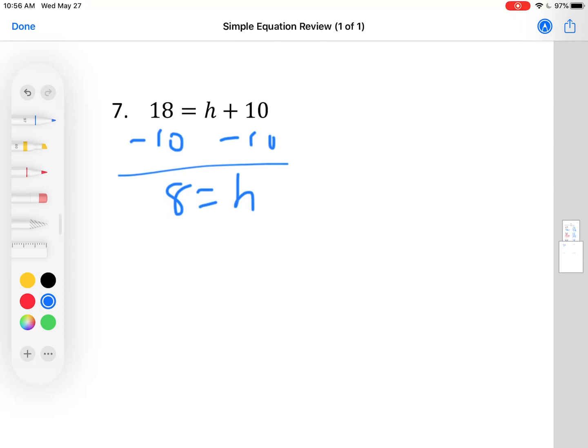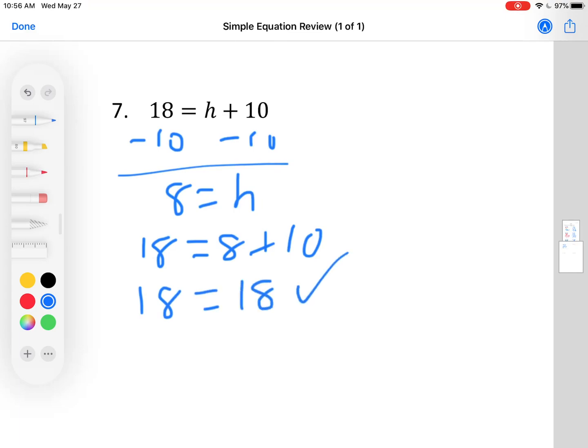We already know the solution. All you have to do is do the check step. 18 equals 8 plus 10. 18 equals 18. Yay! You might even say to me, hey, I knew that at the beginning. I didn't have to do all that. Yeah, sure you did. You still have to do it. Get over it. All right. I don't want to do that.